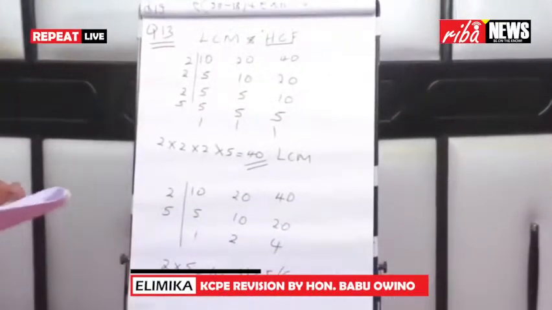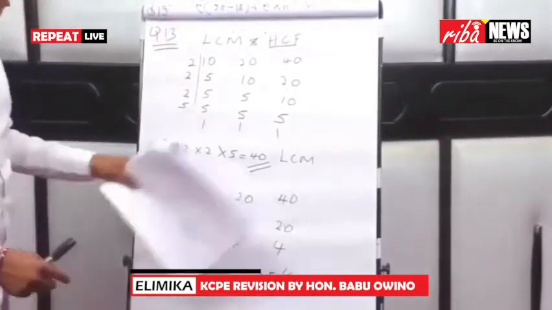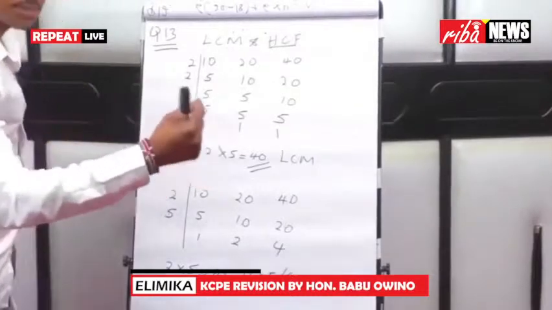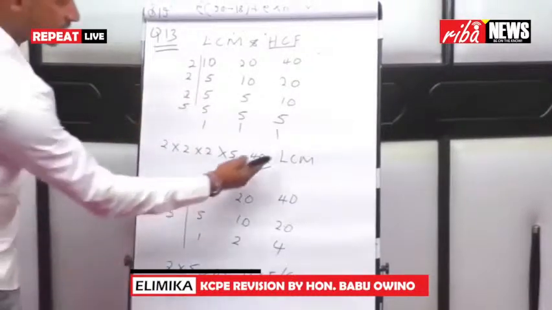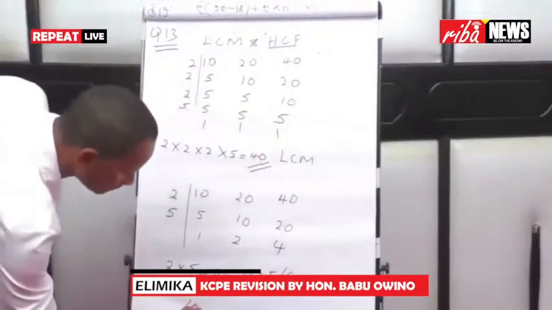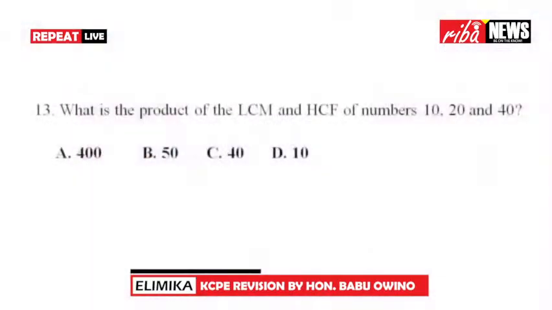Then the question says, what is the product of the LCM and the highest common factor? Don't stop there. The product means multiply. What is the LCM multiplied by the GCD? The LCM is 40, multiplied by the GCD, 10. You get 400. That is our answer.